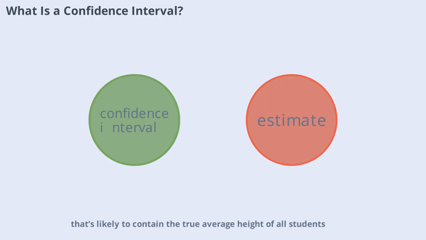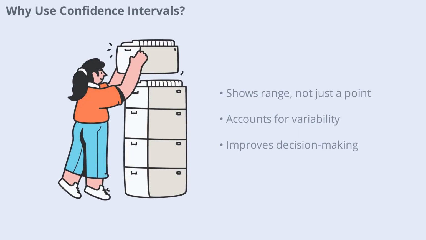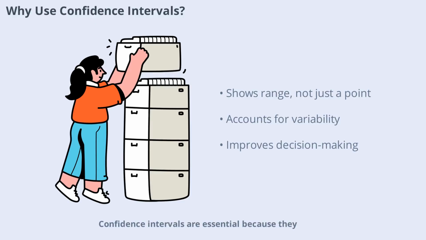It's a way to express uncertainty in your estimate, showing not just a single number, but a range where the true value probably lies. This concept is fundamental in statistics because it helps us make informed decisions even when we can't measure everything directly. Confidence intervals are essential because they provide more information than a single estimate.